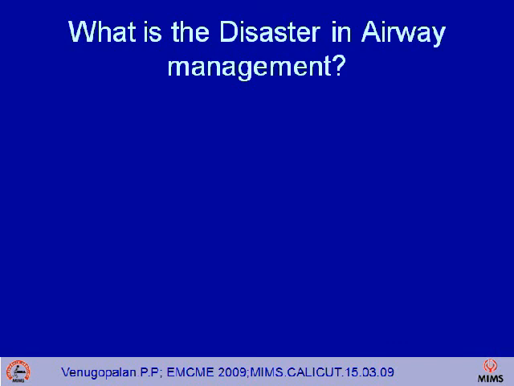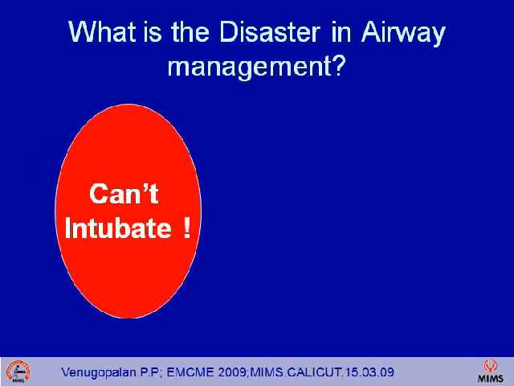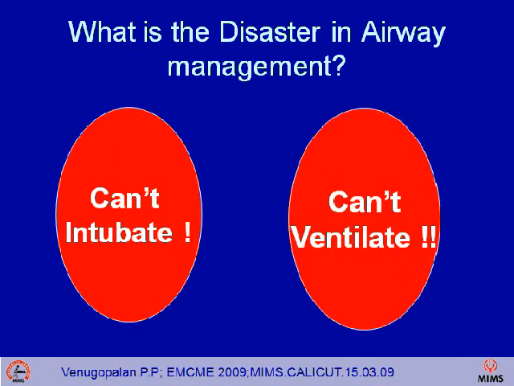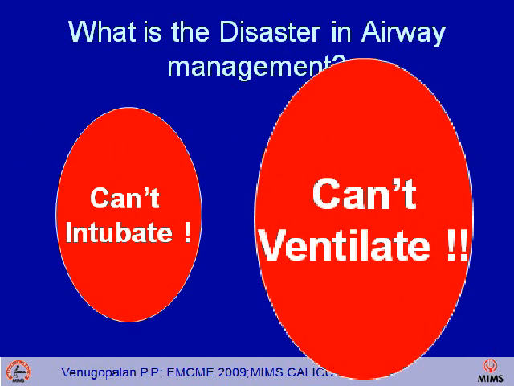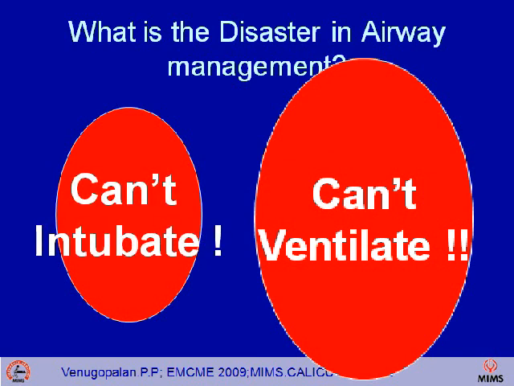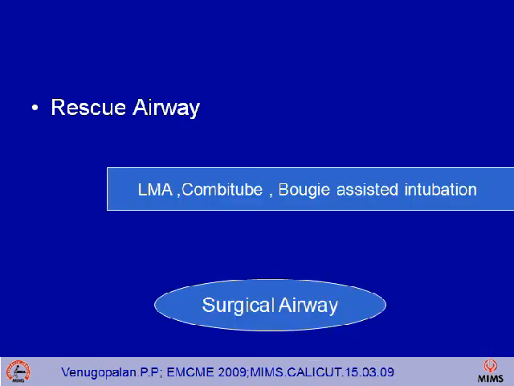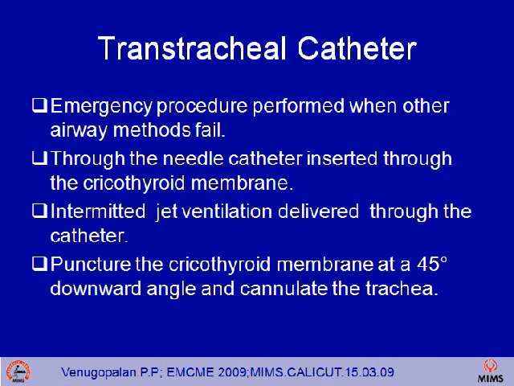So, what is the biggest disaster in airway management? Somebody can't intubate, somebody can't ventilate. That is the biggest disaster. So how can you overcome it? In this situation you can use a rescue airway, where you can use the combi tube, LMA, or bougie assisted intubation, or a surgical airway.